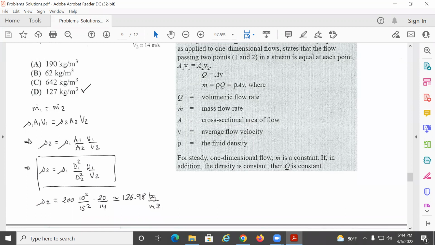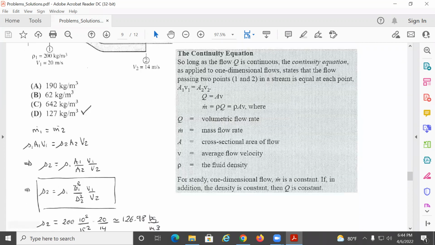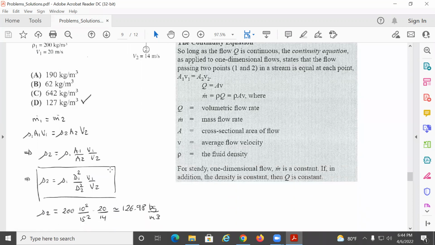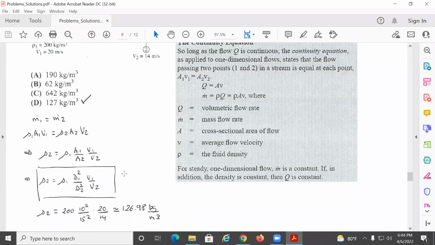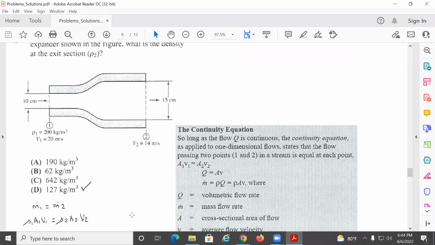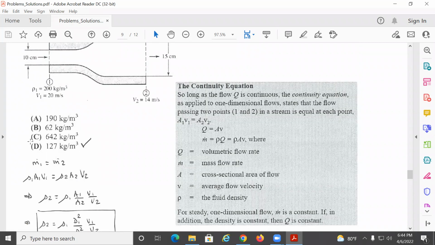So once you substitute, what do we get? 200 is given to you. The ratios would be 10 squared divided by 15 squared times 20 over 14. If you do this calculation and track the units, you get 126.98 kilograms per cubic meter. So basically, answer D after rounding off the answer.